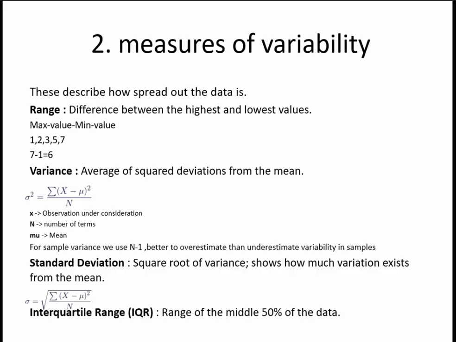Under that we have 4 major terms that we use. We have range, which is just the difference between the maximum value and the minimum value, or the biggest value and the smallest value. Then we have variance.